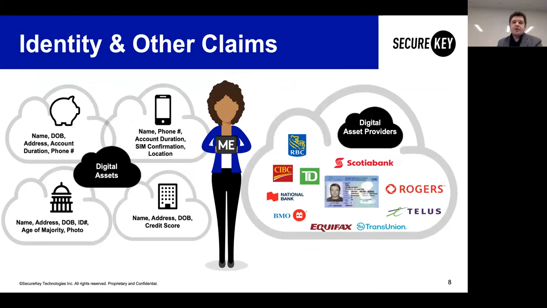Now, when we talk about those data elements, your attributes or claims as we call them in the identity world, it could be something very simple, like your first and last name, could be a phone number, duration of how long you've had the account. It could be maybe your driver license number. And again, those are digital assets that we share through our blockchain. They come from different providers. We call them digital asset providers. And that could be your government-issued ID, like a driver license.